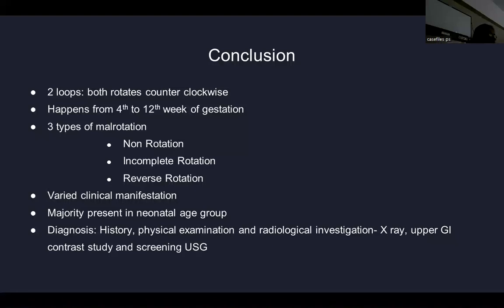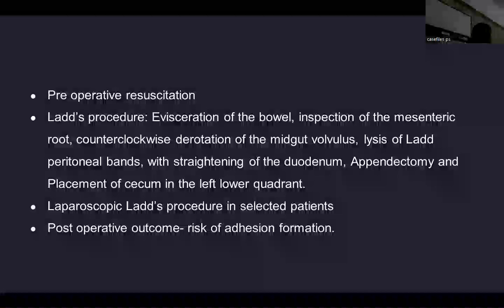The majority of the patients, up to 80%, will present in the neonatal age group. However, patients can present in the later age group with failure to thrive and recurrent episodes of abdominal pain and vomiting. The diagnosis is based on the history, physical examination and radiological investigations, including the upper GI contrast study, and we can employ screening USG as well.